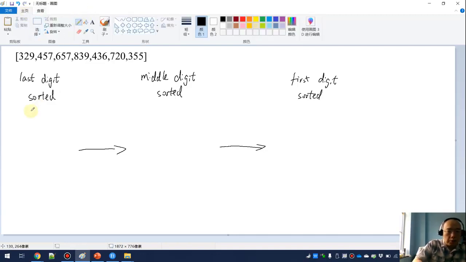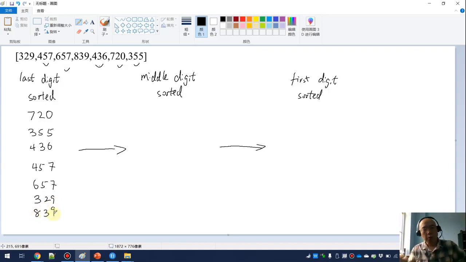The result will be, okay, the 0 first, so 7 20, 0. And then after 0, we have only one 5, so 3 55, and then after that we have a 6, so 4 36, and then we have 7s, 4 57, 6 57, and then we have 2 9s, so we have 3 29, and then we have 8 39.